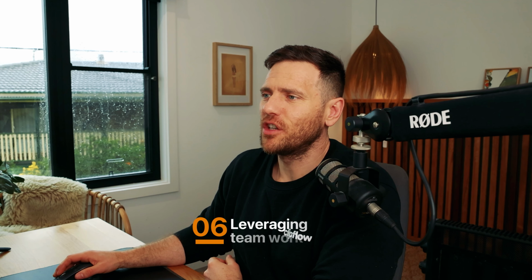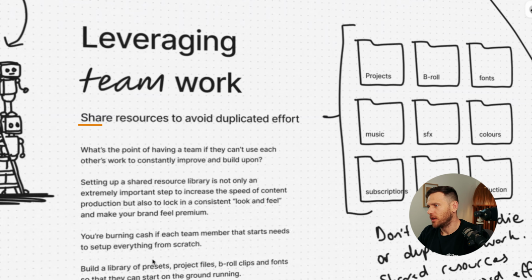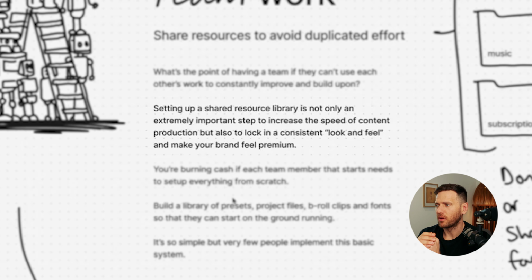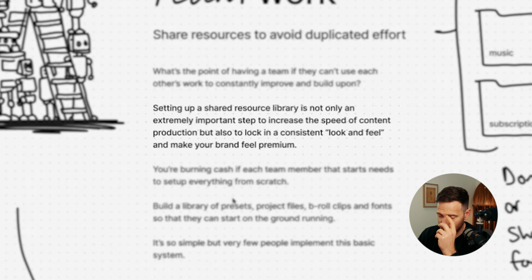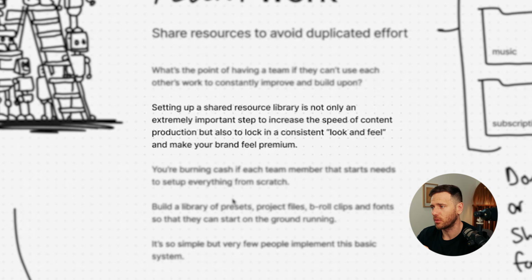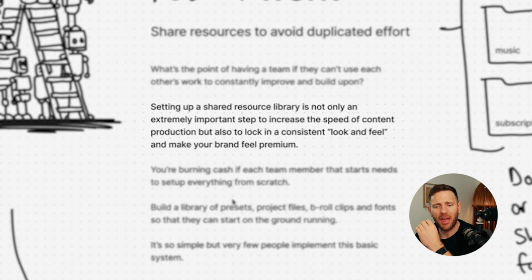How do we leverage the team's work so that we're standing on top of each other's shoulders to create and become better and better? So we want to share resources to avoid duplicated effort, right? So what's the point of having a team if they can't use each other's work to constantly improve and build upon? We want to set up a shared resource library, and it's not only an important step to increase the speed of content production, which is super important, but also to lock in a consistent look and feel and make your brand feel premium and polished.